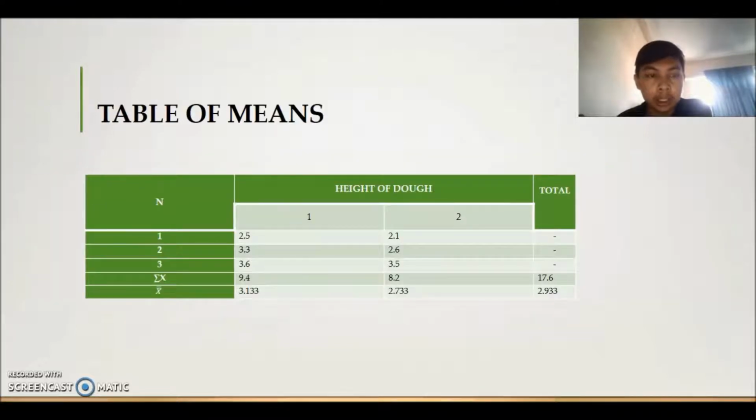Okay, now this is the table of means. We calculate the average value of the means that we get from each data. This one is for 1 tablespoon, this one is for 3 tablespoons, and this one is for 6 tablespoons. So we get the totals of 6.4 and 8.2. Then we divide by 3, so we get the average mean for each. For room temperature it is 3.123, but for lukewarm water we get 2.723. The average of the total is 2.923.